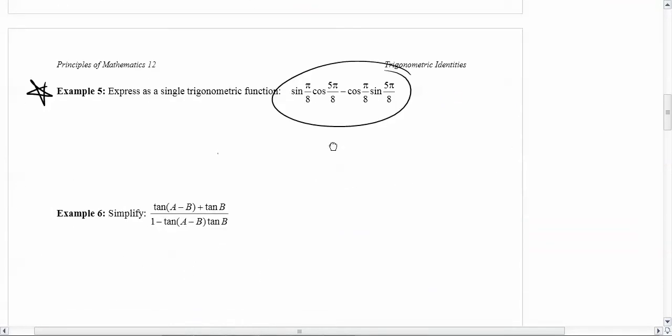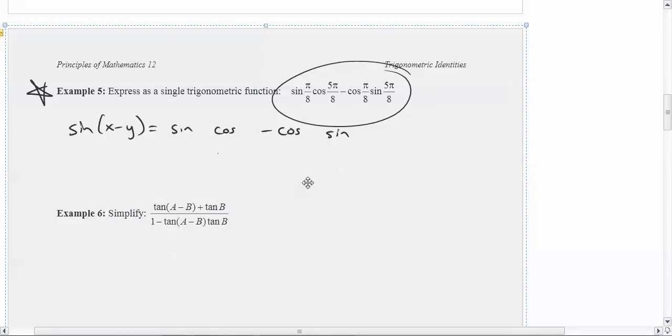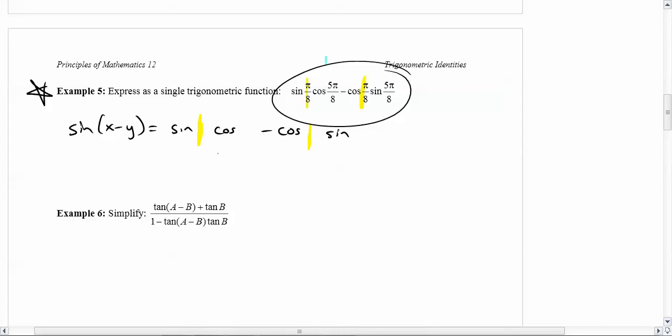So going back down, since sine of x minus y is sine cos minus cosine sine, then I see this pattern here. What that means is that if I have pi over 8 as my first angle and 5 pi over 8 as my second angle, I can work backwards and just put in pi over 8 as my first angle and 5 pi over 8 as my second angle.